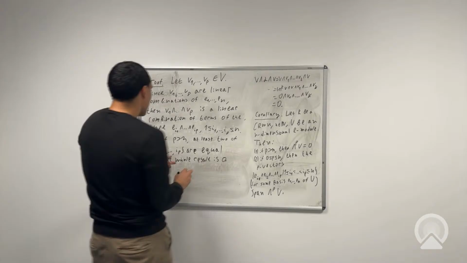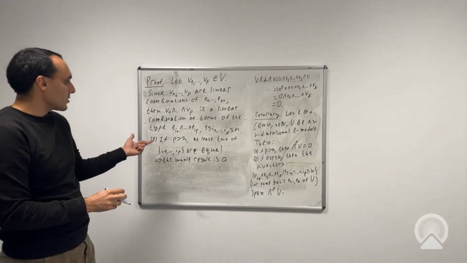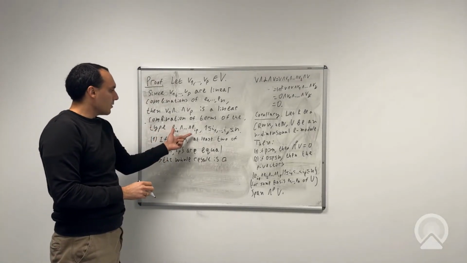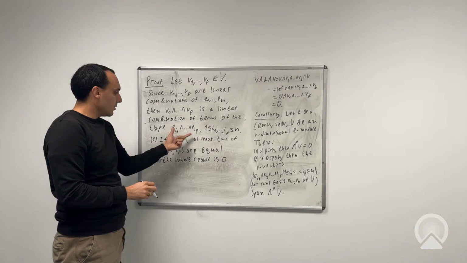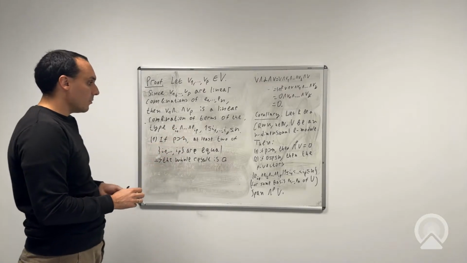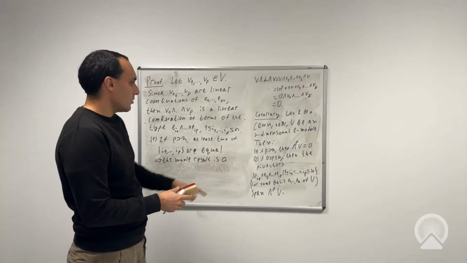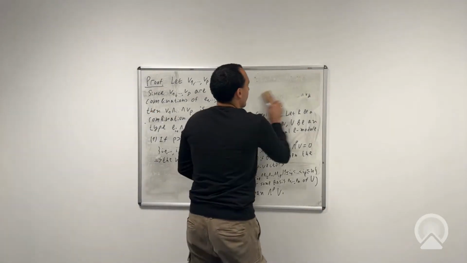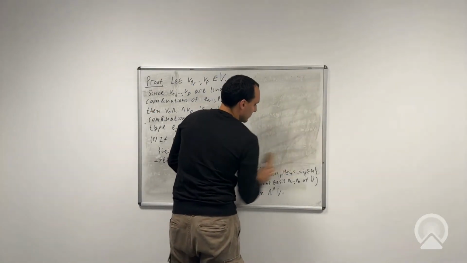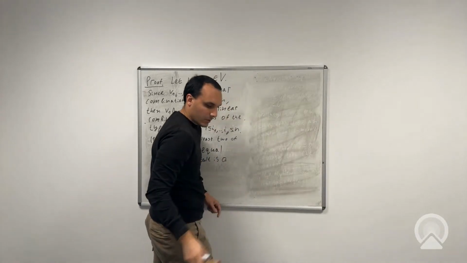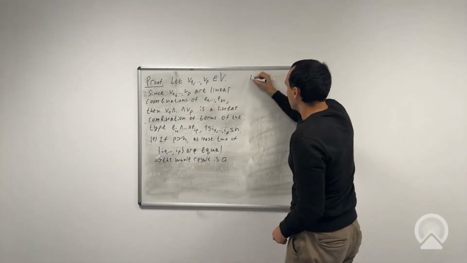And so we say that if we have degree at least n plus 1, the whole result is 0. And so the whole space is 0. This is 1. Now let's see 2.